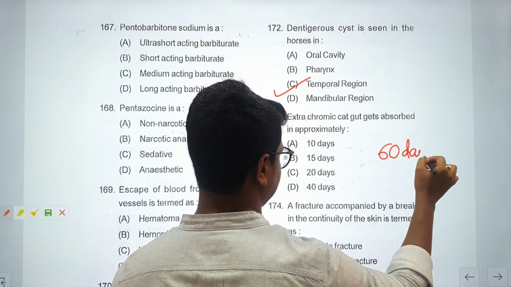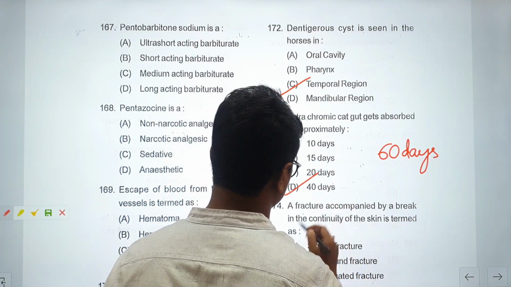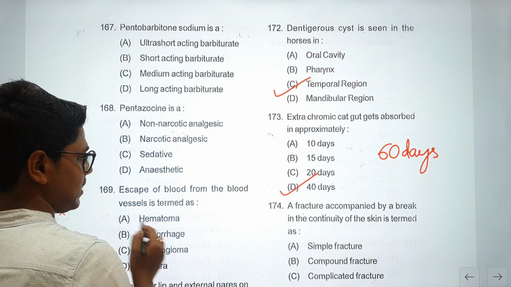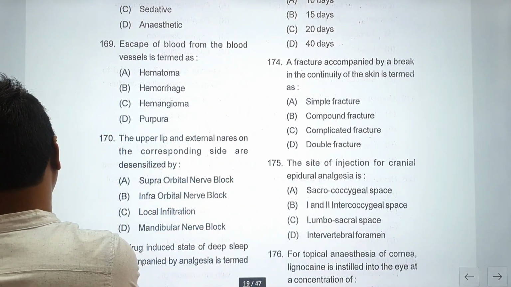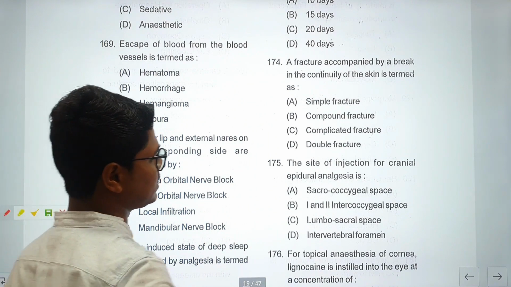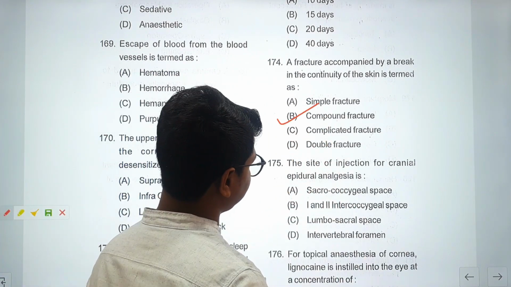They are given 60 days. So, near to 60 days, 40 days. A fracture accompanied by break in the continuity of skin is termed as compound. If there isn't any break, it is simple. Okay, the answer is compound.